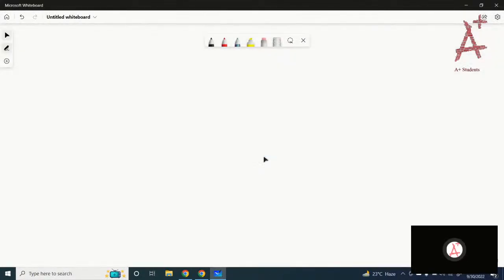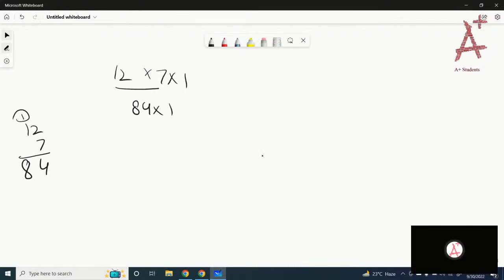Okay, the next one is 12 times 7 times 1. First you have to do 12 times 7, just multiply 12 and 7. 7 times 2 is 14. Write the 4 here and carry the 1. So 7 times 1 is 7, and add 1, it is 84. So just do 84 times 1. So 84 times 1 is 84. Select the correct option and click on the OK button.